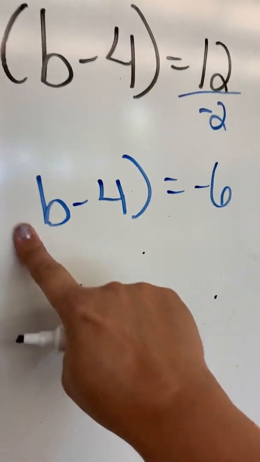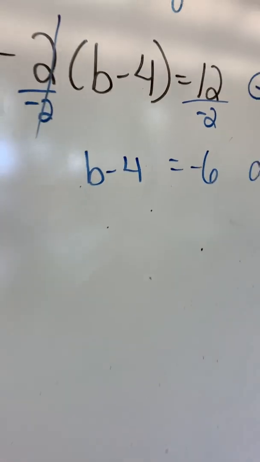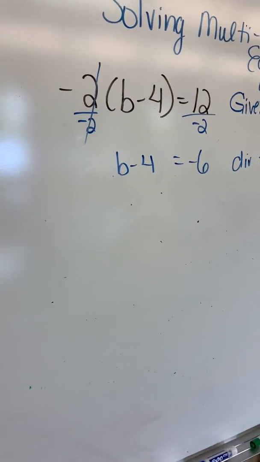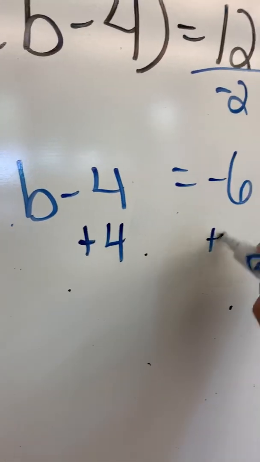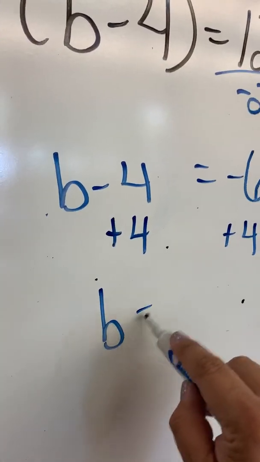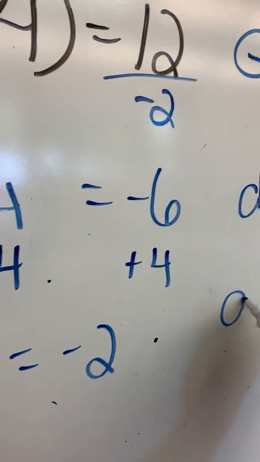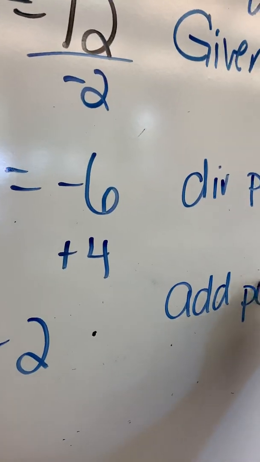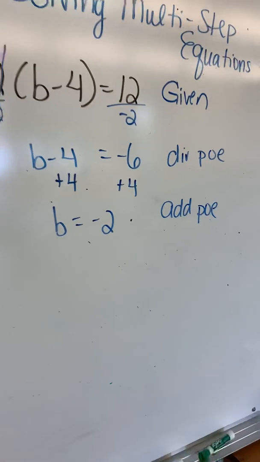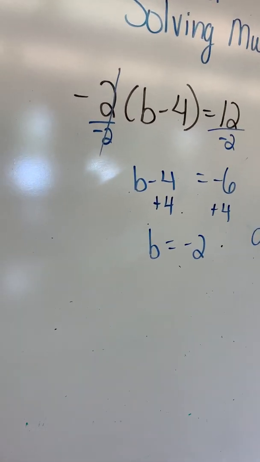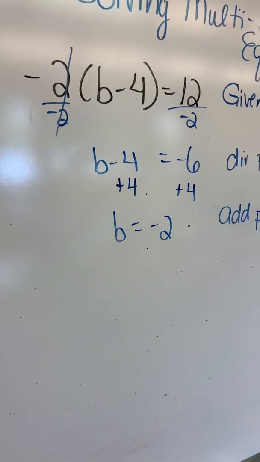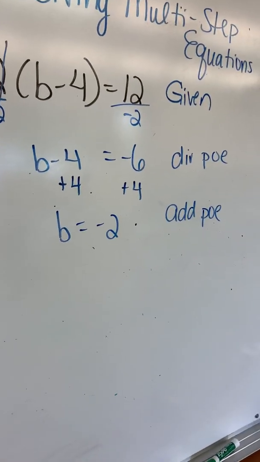Well, we can just get rid of the parentheses because I already took care of that. Now what? Add 4. So we're going to add 4 to each side. So now I got b equals -2. We did the addition property of equality. Same thing, you're just doing it backwards. Same exact thing, just a couple more steps that you have to put in there.